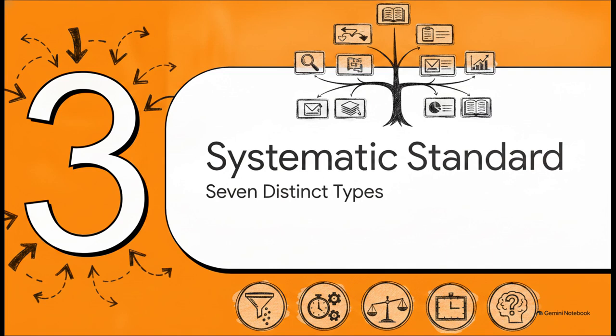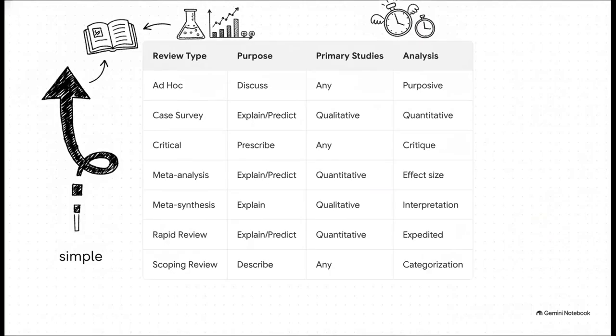Now that we know exactly what to avoid when trying to prove a point, let's lay out the full taxonomy of this systematic standard. There isn't just one type of systematic review. There are several, and each has a very specific purpose. This table really maps out the territory beautifully. It gives us a comprehensive and structured classification of secondary research, breaking down 7 distinct review types. Notice how they range all the way from simple ad hoc discussions up to highly mature synthesis methods.